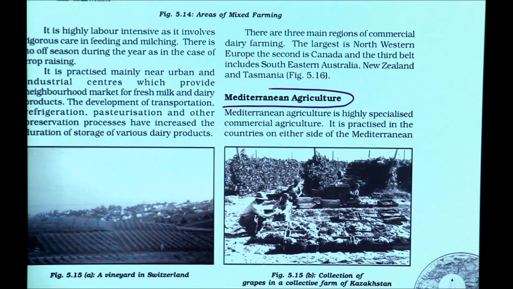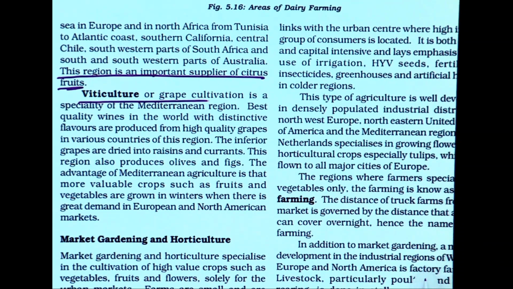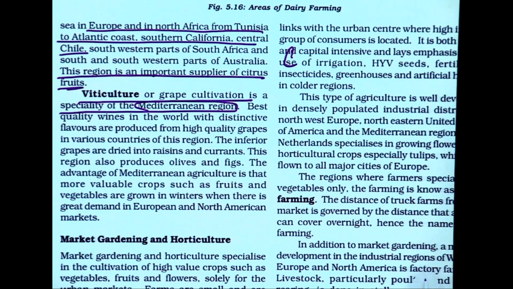The Mediterranean agriculture is another specialized type of commercial agriculture. What makes it commercial and specialized? Citrus fruits. Viticulture or grape cultivation is a specialty of the Mediterranean region. The region gets its name from the Mediterranean Sea. So Europe, North Africa from Tunisia to the Atlantic coast, South California, wherever you have got, I am purposefully using Köppen's alphabetical symbol, CS type of climate, Mediterranean, dry summers. So viticulture is an important type.